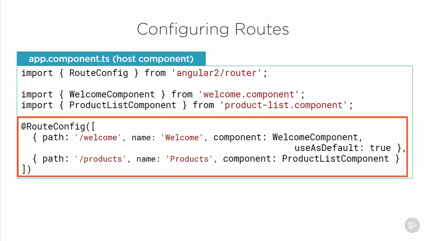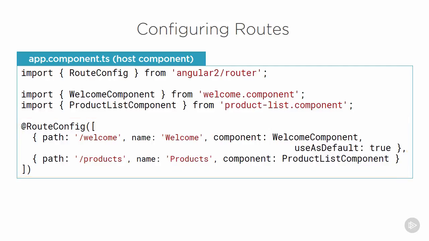The Route Config decorator takes an array of objects. Each object has a path, a name, and a component. The path property defines the URL path segment for the route. When this route is activated, this URL path segment is appended to the URL of our application. The user can bookmark this link to return directly to the associated component's view. The name property is any name we want to assign to this route. This is the name we'll use in the template or in the code when referencing this route.